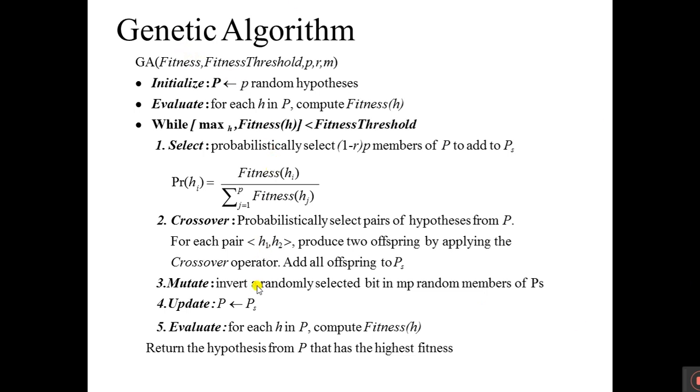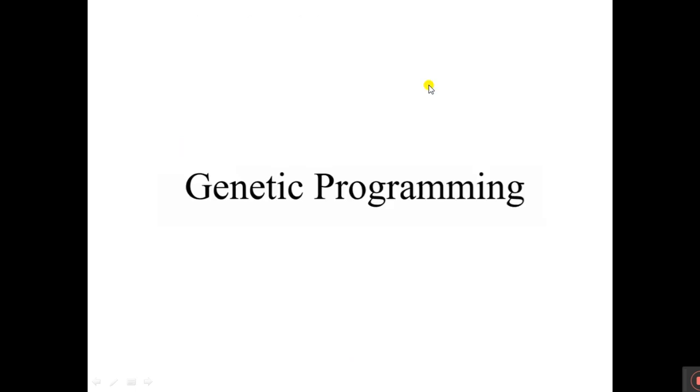So these things we already discussed: selection, crossover, mutation, updation and evaluation. The same thing we are discussing in this example is given here. These formulas we also already discussed. This is the genetic algorithm given in your textbook. Next we are going to discuss genetic programming, based on the genetic algorithm.